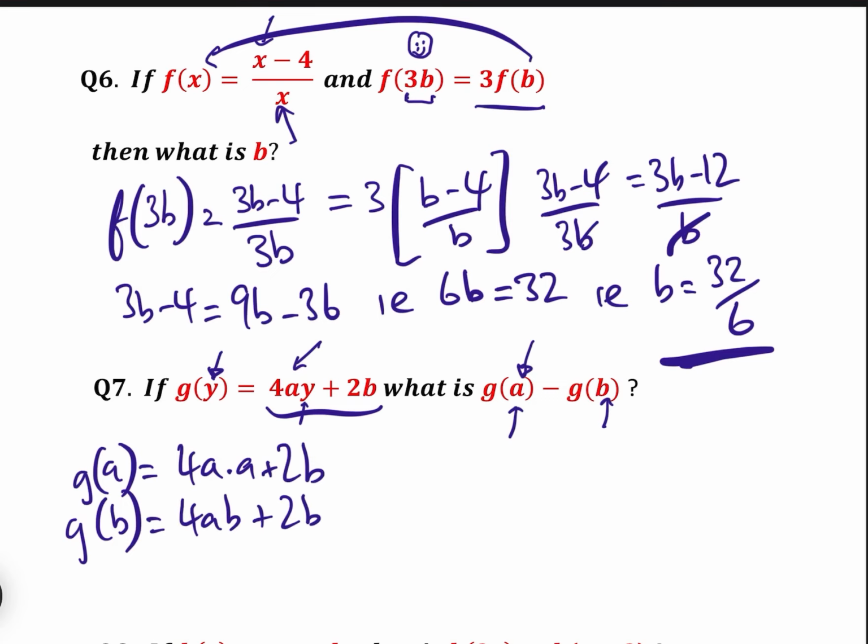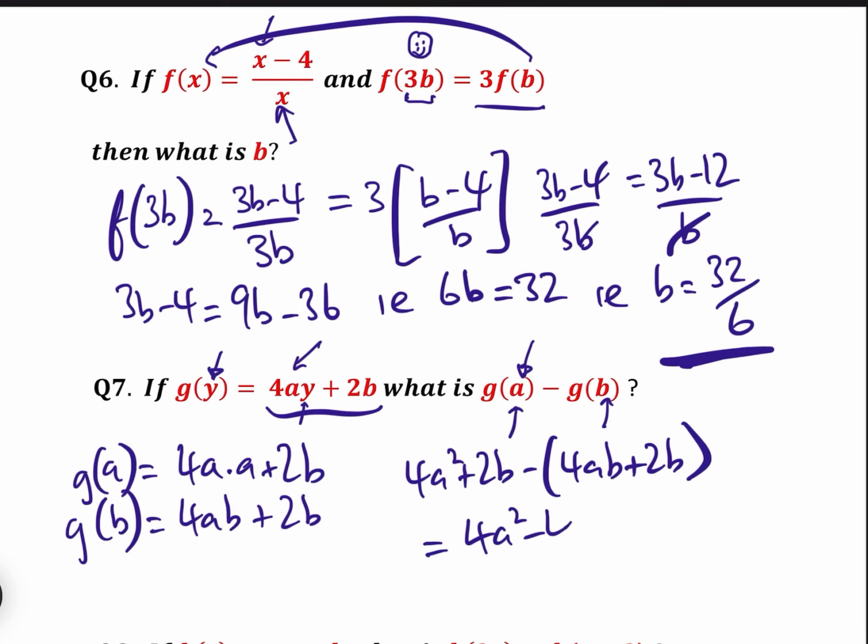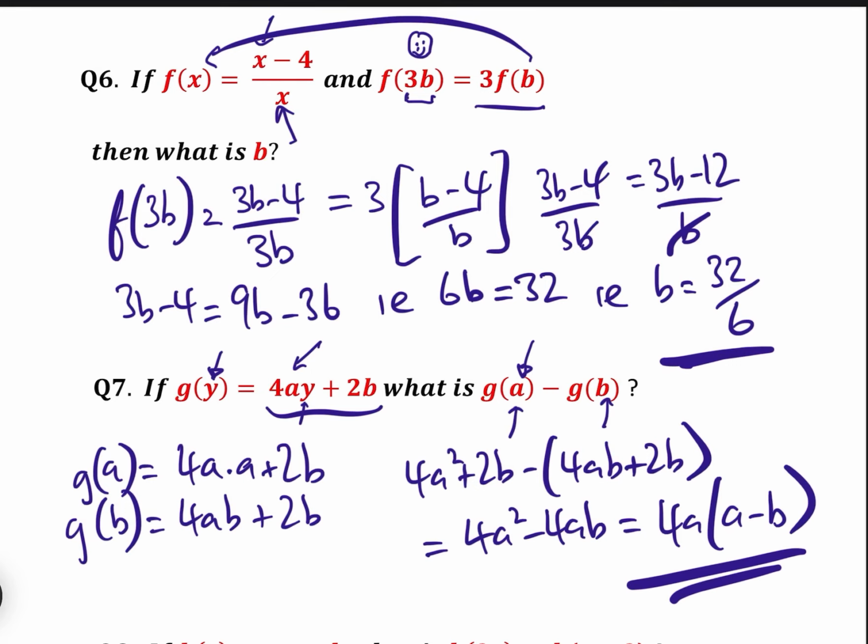Then we just have to take one from the other. That's 4a squared add 2b minus bracket 4ab add 2b, which gives us 4a squared, and the b cancels out, minus 4ab, which equals 4a brackets a minus b. So that's the answer to question number 7.